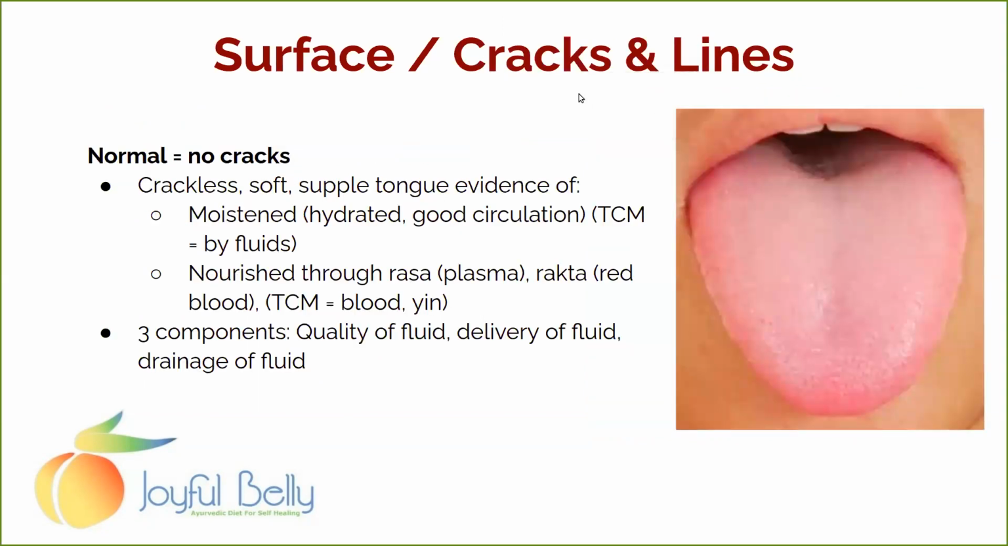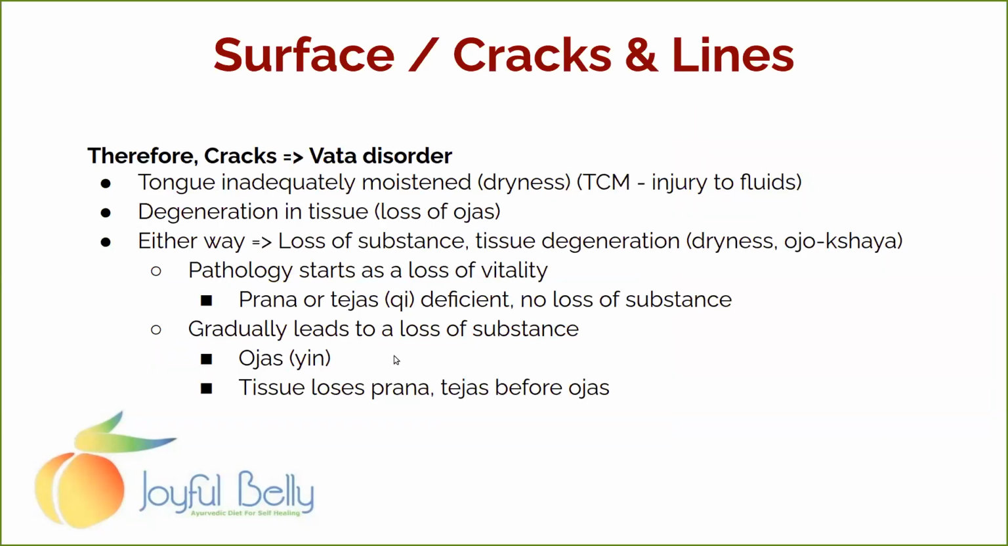All right, normal tongue about cracks. Normal tongue should have no cracks, like this tongue, which I presented earlier. A crackless tongue is a tongue that's well moistened. Means that the person is hydrated and has good circulation, and that their plasma is well nourished. When a person has cracks, it's a sign of deficiency, or the tissues drying out, or degeneration, a loss of substance in the body. Right?